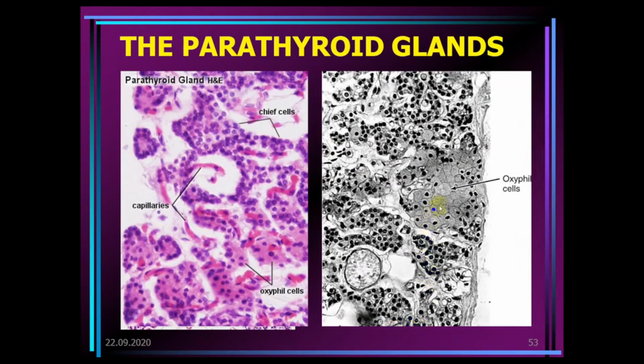It is a transmission electron micrograph. You can see the oxyphilic cells, which are without granules and don't produce any hormones. Here around are basophilic cells. You can see the nerve fiber. Here it is, a myelinated nerve fiber, and blood capillaries. A lot of blood capillaries are here.